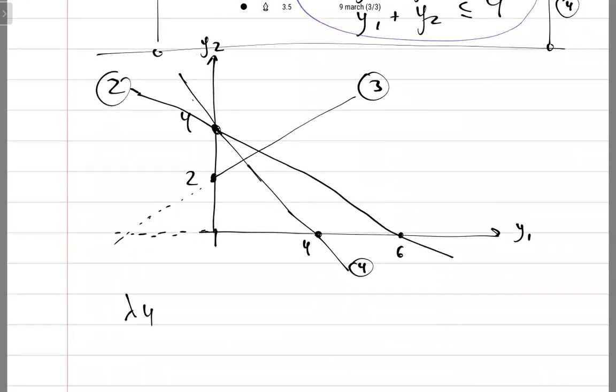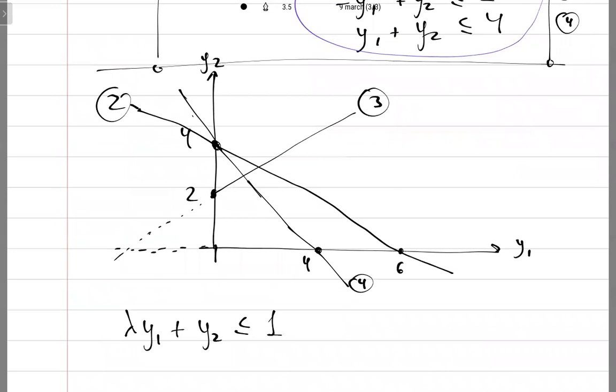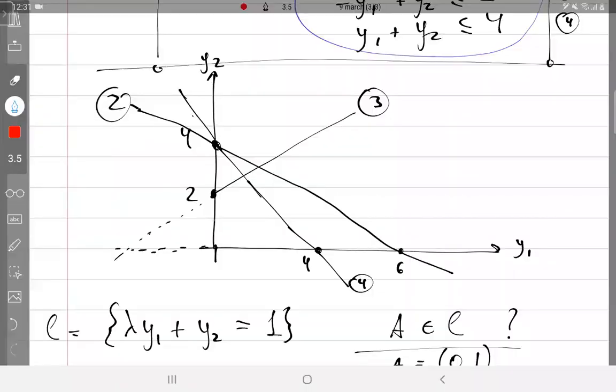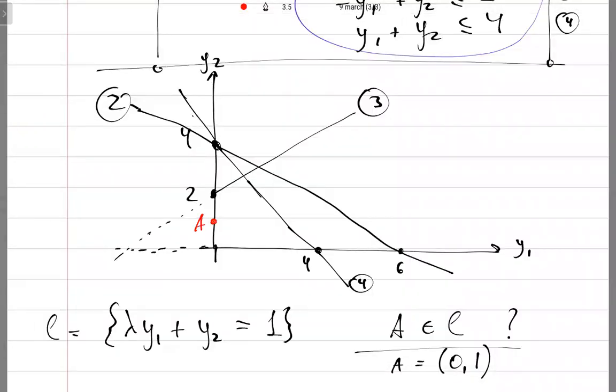So now I consider lambda times y1 plus y2 is less than 1. Which point is always on this line? Which point A is always on the curve? 0, 1. Yeah, I agree. So the point A, 0, 1, is always on the curve. So 0, 1 is somewhere here, that is A.